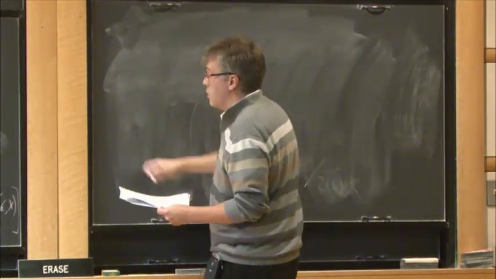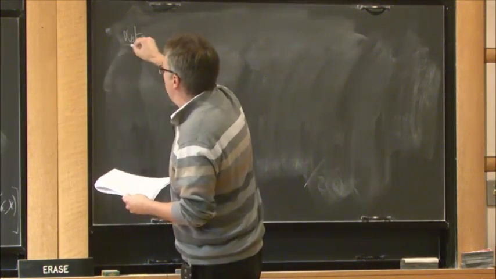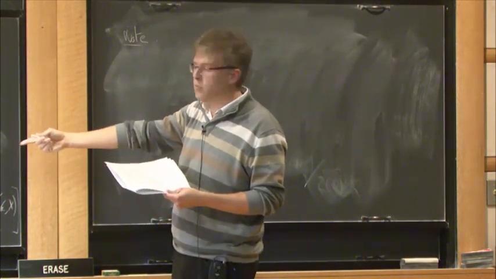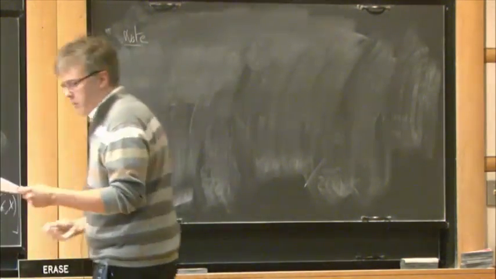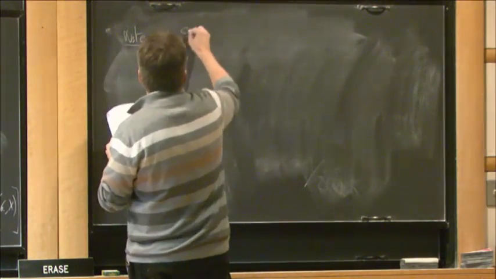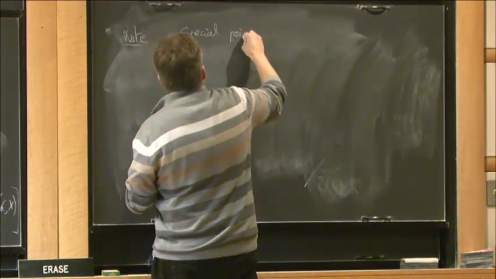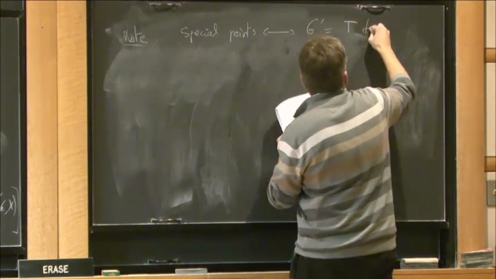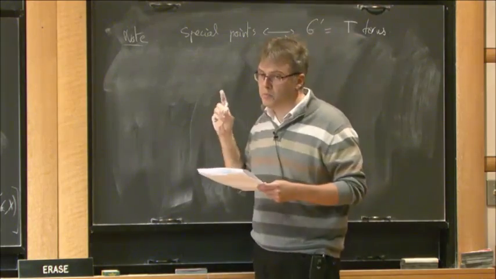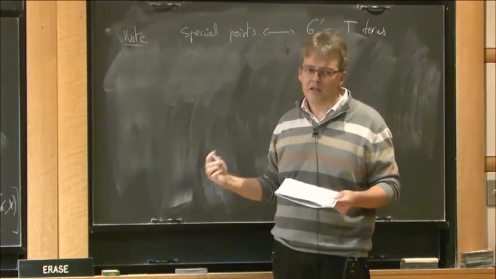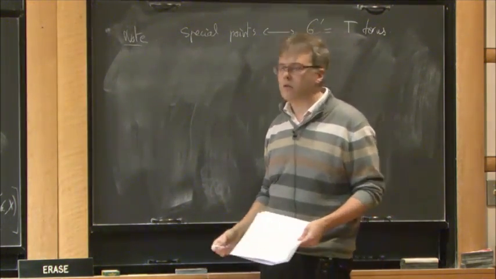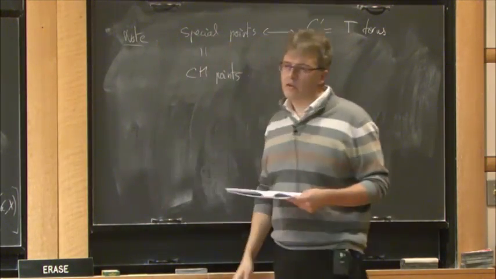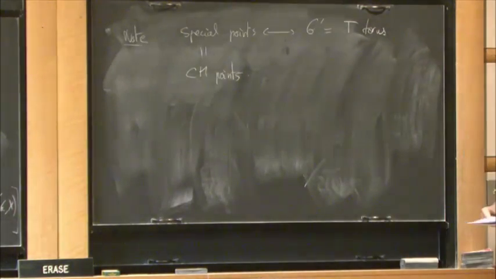I don't want to write all of them. So what I wanted to say here, the note, is that the special points correspond exactly to morphisms of Shimura data where G' is a torus. Special points with this definition, you see that these are CM points in the definitions that I gave yesterday. So these are equal in the case of Shimura varieties.